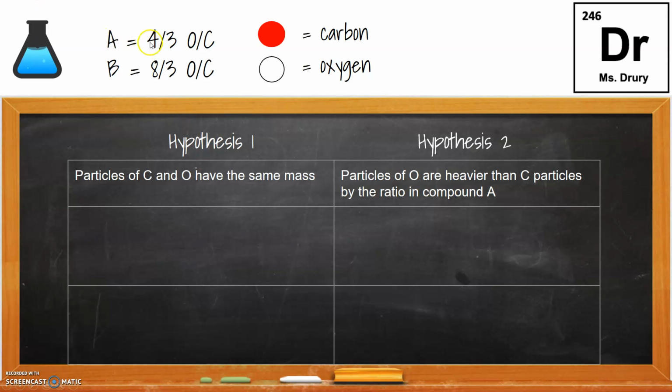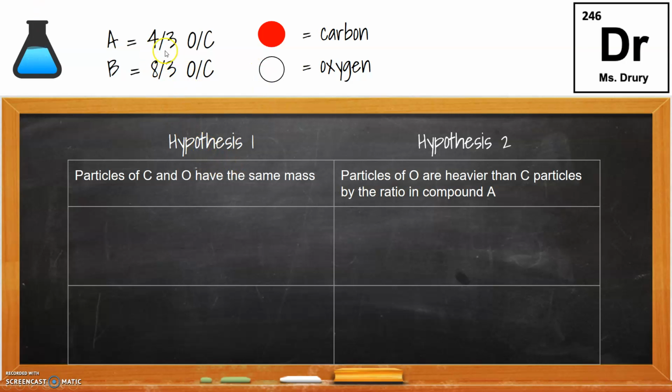That in compound A, there were four oxygens for every 3 carbons. And so the carbon we're going to represent as red. And in B, there's 8 grams of oxygen for every 3 grams of carbon. So we're going to represent oxygen as white. And in hypothesis 1, this is what scientists were thinking.